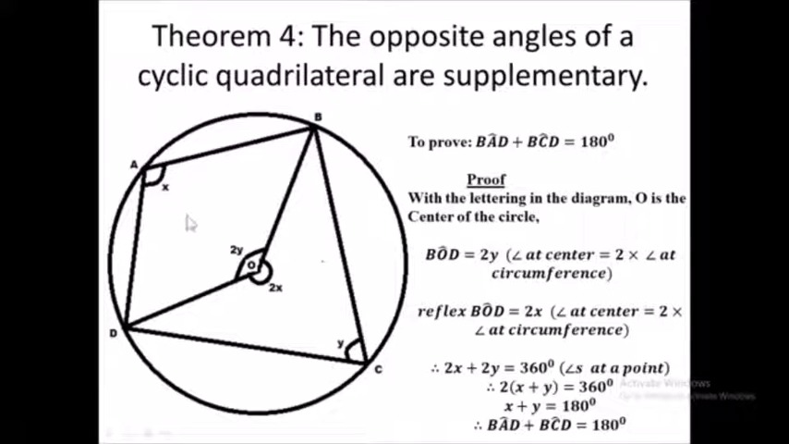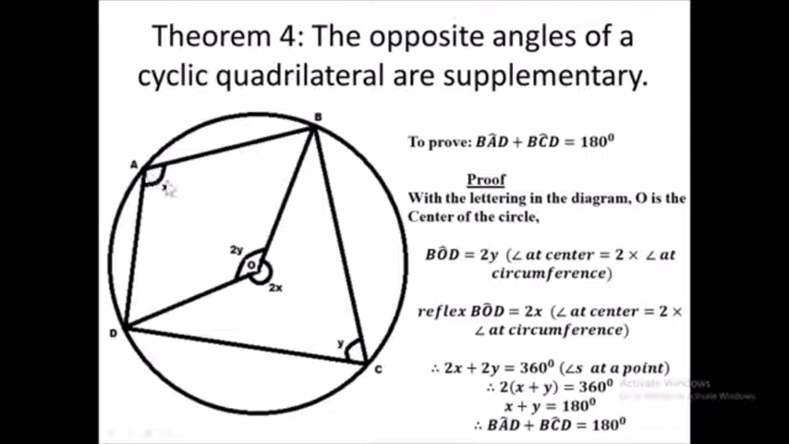How do we prove that this angle x plus y will give us 180 degrees? If this angle here is y, you know that in our first theorem, we proved that the angle at the center is twice the angle at the circumference. That means if this is y, this angle here is 2y. Angle BOD is 2y. Reason being that the angle at the center is twice the angle at the circumference.